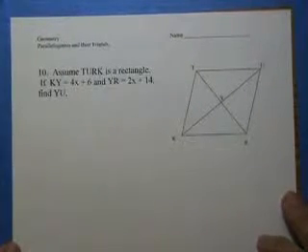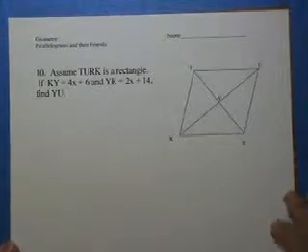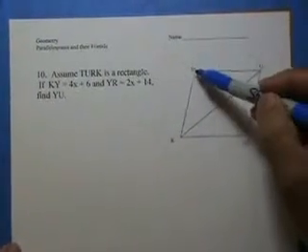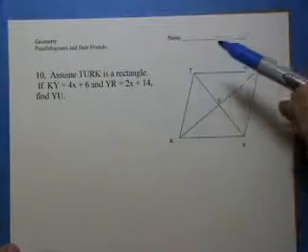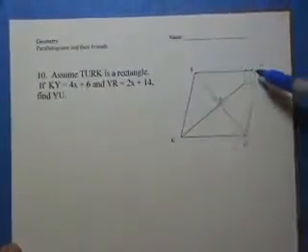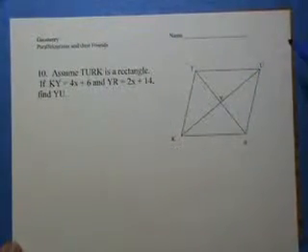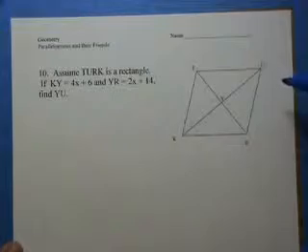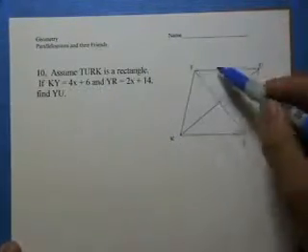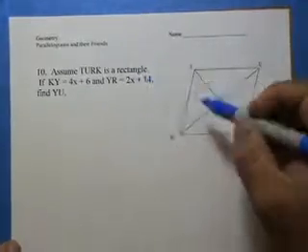We're now doing problems 10 through 13. I guess this is part 3. In problems 10 through 13, you're given quadrilateral TURK. In each problem, there's a different assumption. In number 10, we're assuming that quadrilateral TURK is a rectangle. So we assume it's a rectangle, and let's apply what other information we're given.